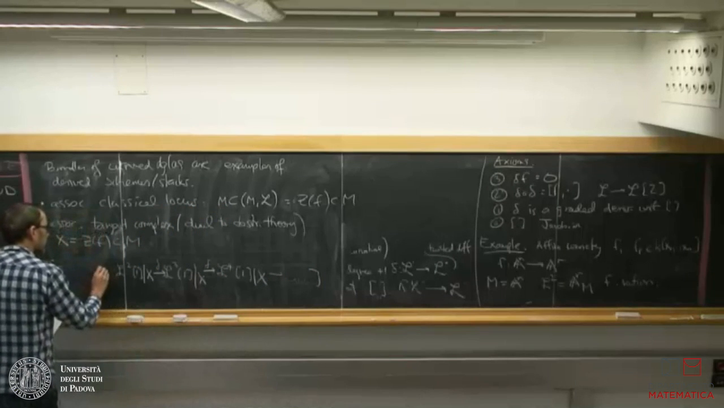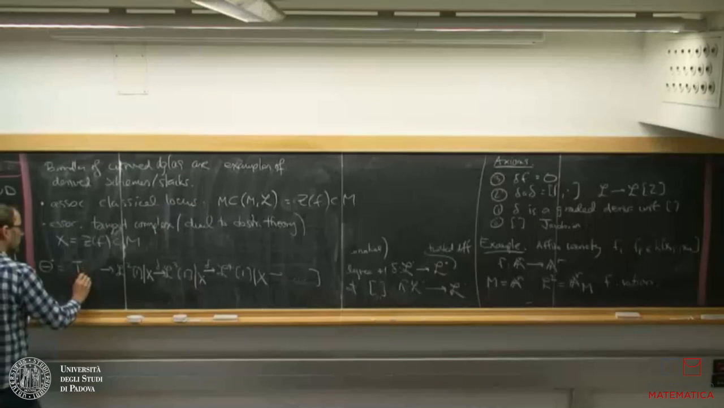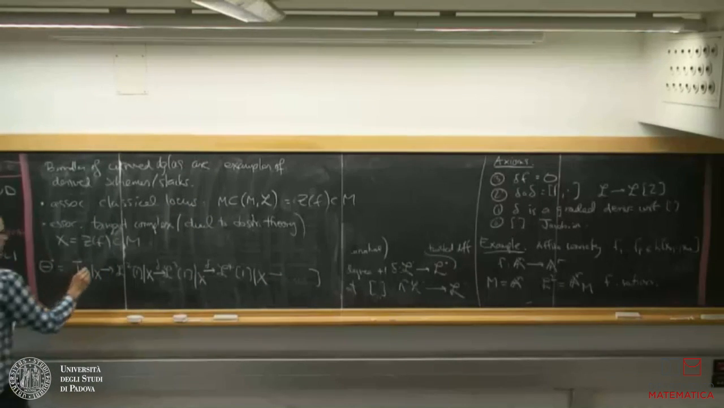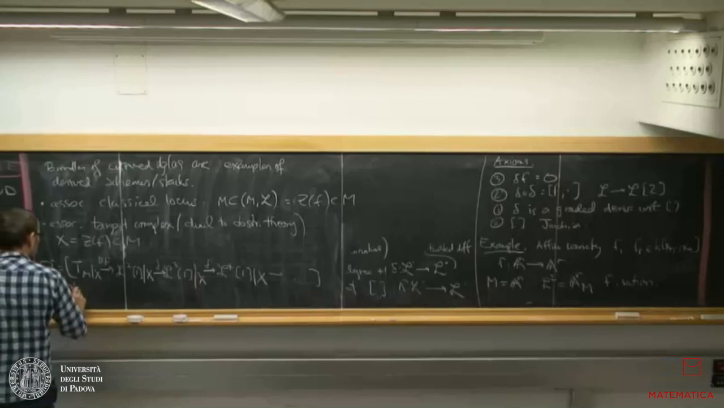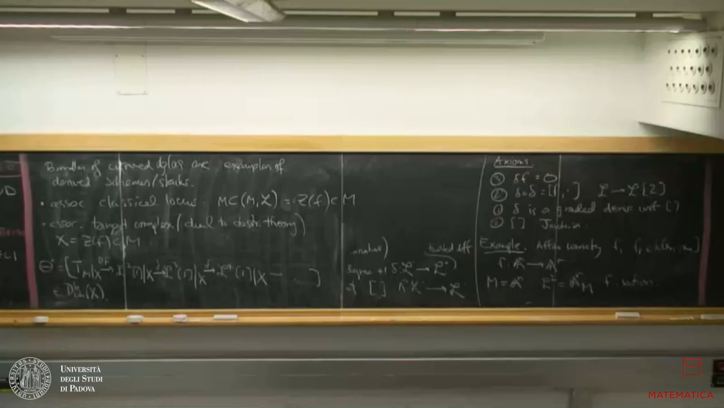But I add something in degree zero, namely the tangent bundle of M restricted to X. And here's a map induced by the differential of the curvature. So that's a complex of vector bundles over the classical locus X. You can think of that as an object in the derived category.